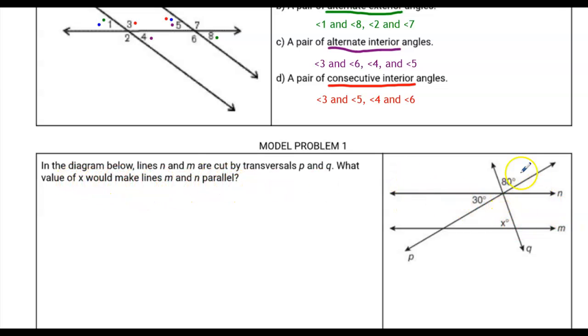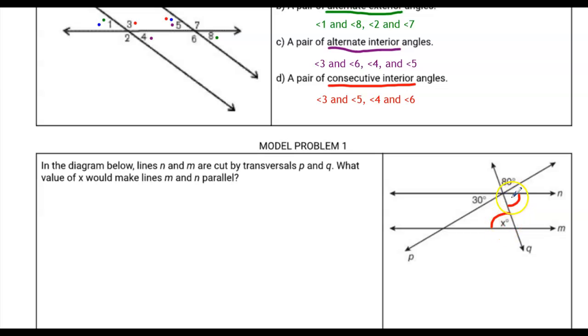So let's take a look at the diagram. We have 80 degrees here, we have 30 degrees here, and we're able to find out some of these angles, but let's look specifically at angle X, which is here. Angle X is an angle that is not given to us. However, I know that this angle has a relationship with this angle, for example. This angle and this angle are called alternate interior angles. They're alternate interior because they are on opposite sides of the transversal, and they're between the two parallel lines.